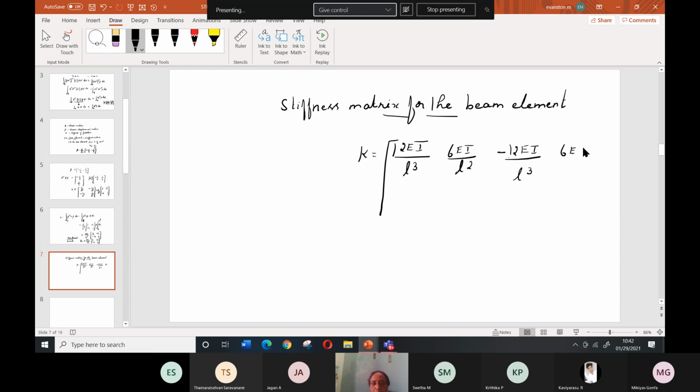6EI by... somebody can help me. This one, can you read the value? When you are doing that one, you will get the same value. Same value. Can you tell me the value of this second row?